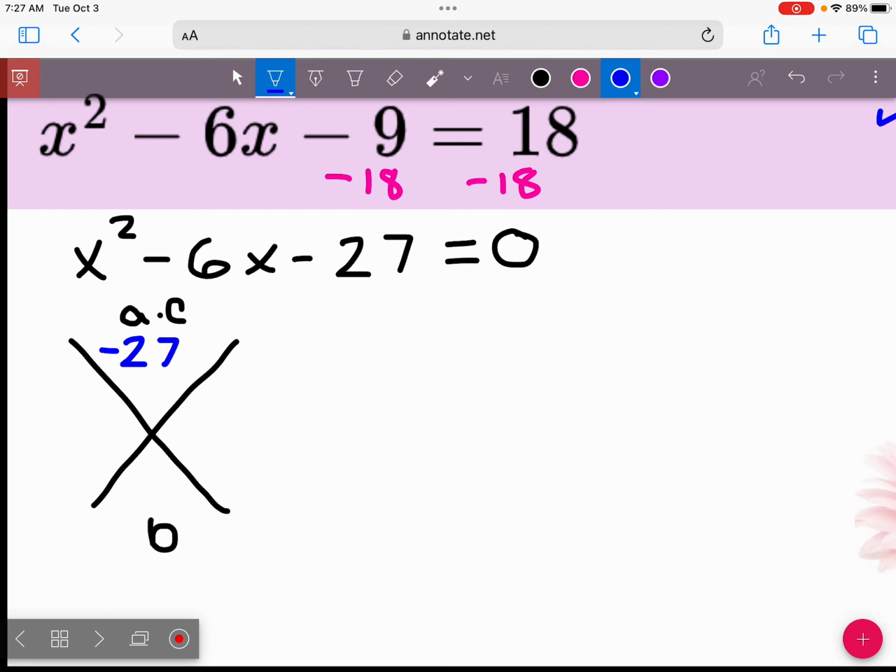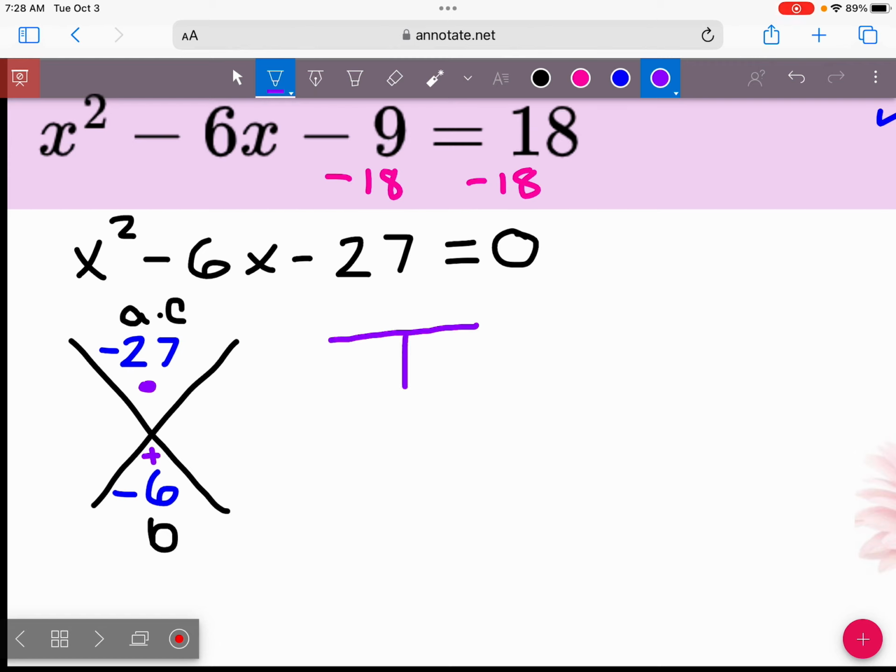What's our b in the middle? Don't put the x in the frame. Just negative 6, because the b is in front. The x is still here, so it's just the negative 6. Now what we're going to look for is a pair of numbers that multiplies to make negative 27 and adds to make negative 6. And this will be the part that's tricksy sometimes.